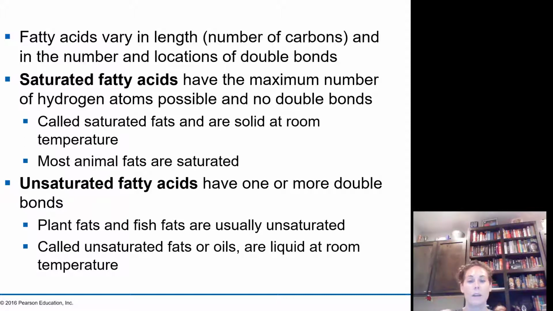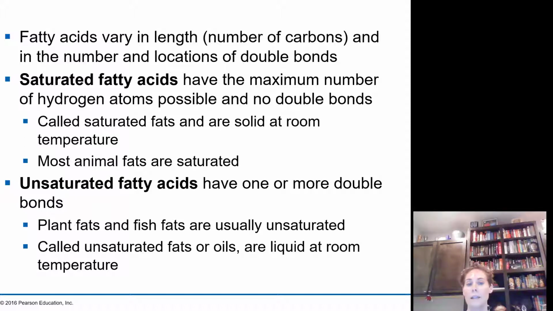Fatty acids vary in length, depends on how many carbons they have, and in the number and locations of double bonds. So you saw from that video that if it had a double bond, it kinked off, and so it had a little kink in it. And if it has a kink in it, it becomes an unsaturated fatty acid. It has 1 or more double bonds. Saturated fatty acids have the maximum number of hydrogen atoms possible and absolutely no double bonds. And that makes them worse in a way because they're able to just really cram up next to each other. Unsaturated fatty acids have all these kinks in them, and so they spread out from one another.